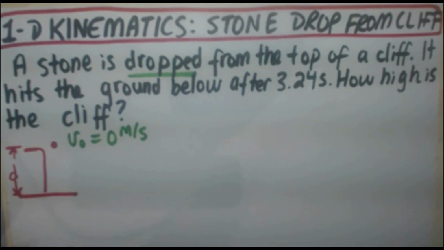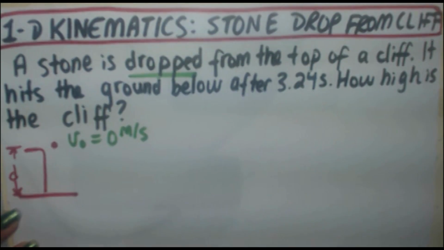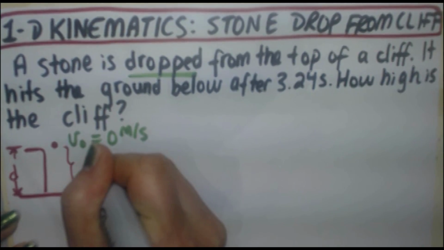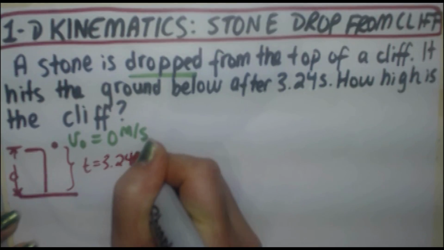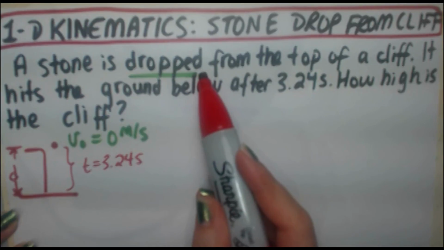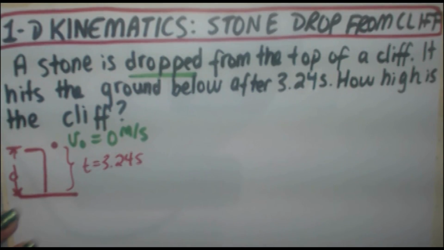That's the best, because at first glance it looks like this problem only gives you one piece of information, that it takes 3.24 seconds to hit the ground. So t equals 3.24 seconds, and you're probably wondering, how do I find distance only with time? Well, like I said, there's a hidden piece of information in the problem, and that is dropped, and there's one more. And this one is rarely given to you in the problem, and you have to realize it on your own, and that is this.